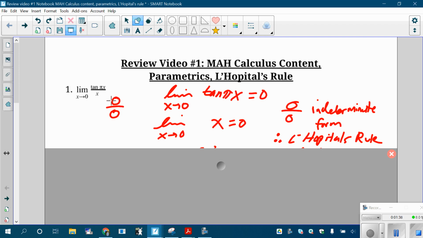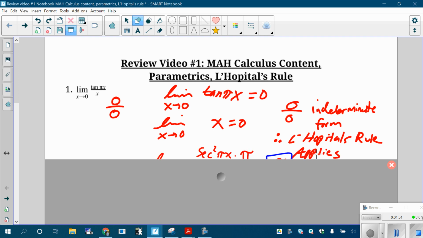Please remember that on the AP test, on a free response question, you need to write out 3 things. You need to write out that the limit as x goes to 0 of the numerator equals 0. The limit as x goes to 0 of the denominator equals 0. 0 over 0 is an indeterminate form, therefore L'Hopital's rule applies. This doesn't need to be written on a multiple choice question, obviously, because you just got to pick the right answer.